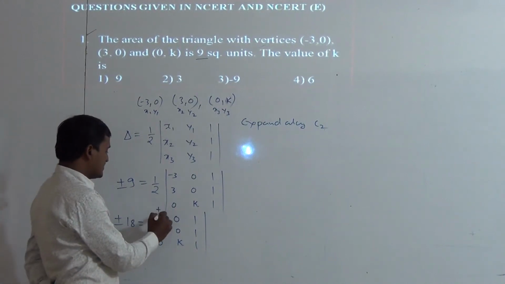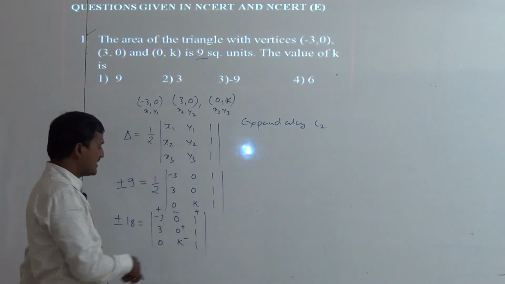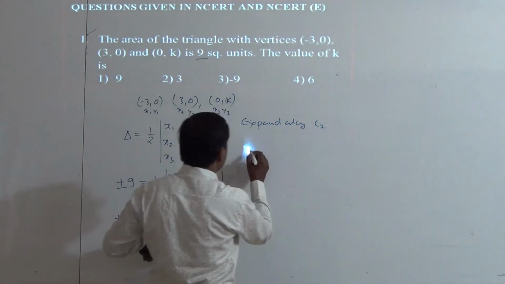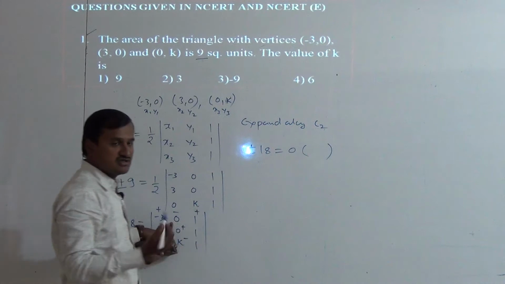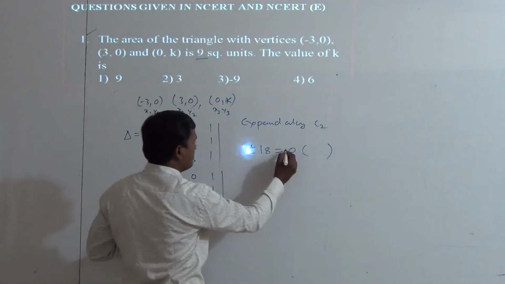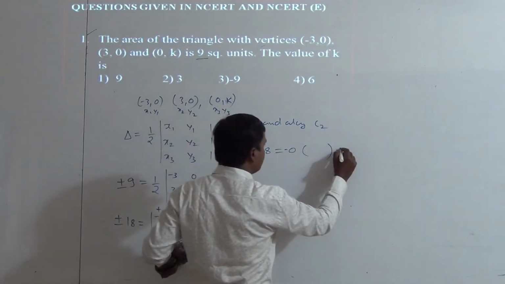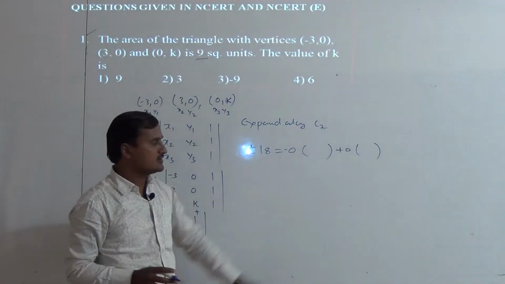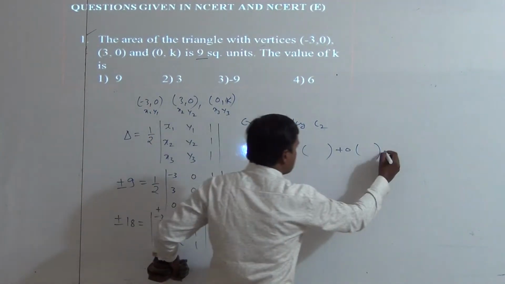So clearly the signs are plus minus plus, minus plus minus. Now I am expanding along the second column, so plus or minus 18 equal to 0 into this term, which becomes 0. Minus 0 into this term becomes 0, plus 0 into again this term becomes 0, because 0 into any number becomes 0. Next, minus k times.